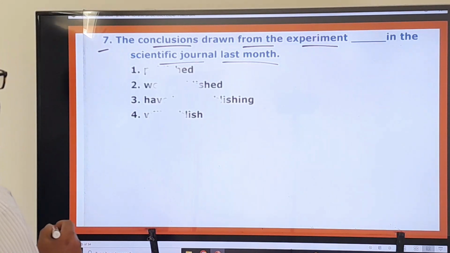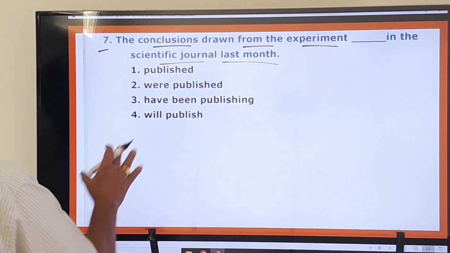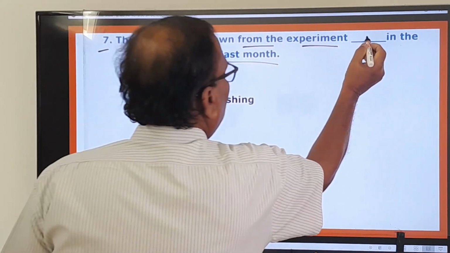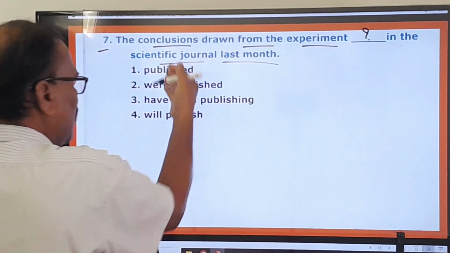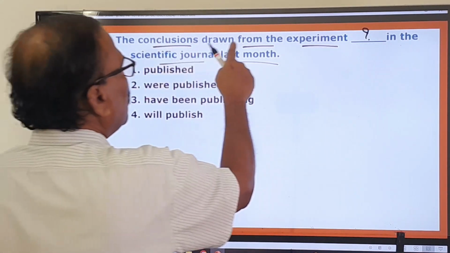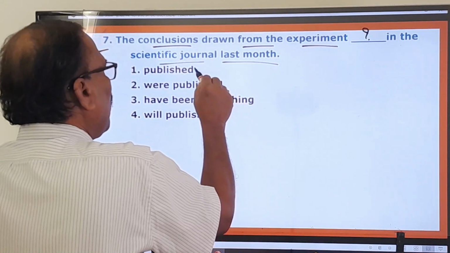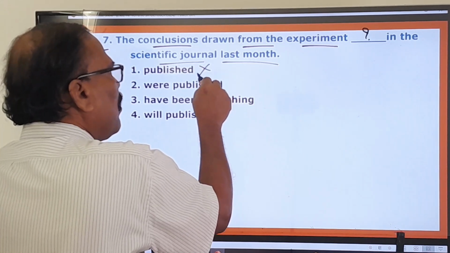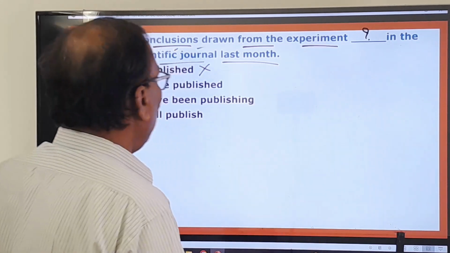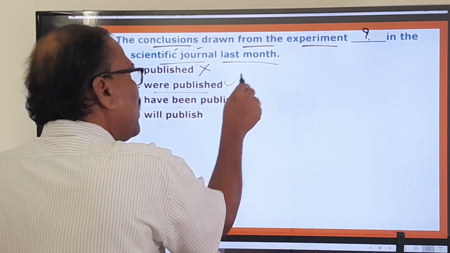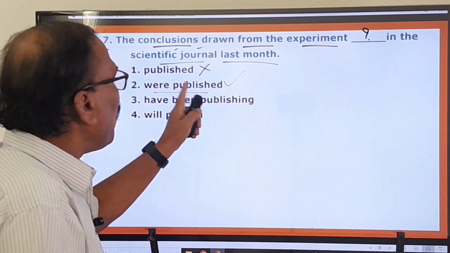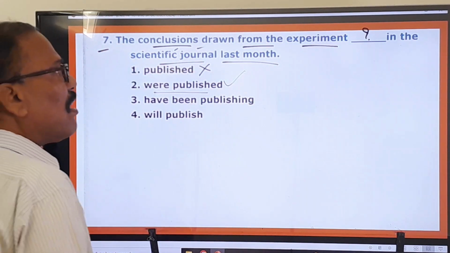Okay, here you pay attention. Some options are given here. The conclusions drawn from the experiment dash in the scientific journal. Dash means some blank is given here and some options are given here. What is to be used in that blank? The conclusions drawn from the experiment published in the scientific journal. No, published. If you want to say that, you must say it in the passive voice. Therefore, the conclusions drawn from the experiment were published in the scientific journal last month.